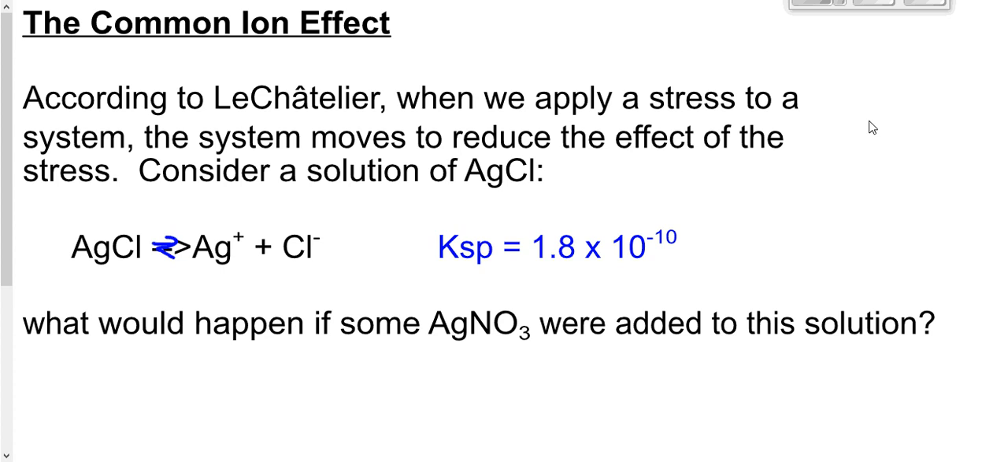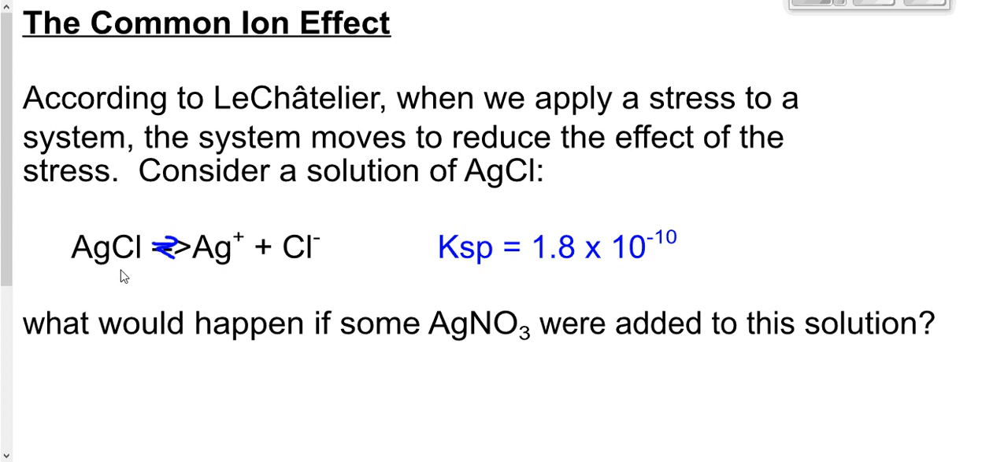So we're still going to be looking at situations of Ksp equilibria, but what happens when we apply Le Chatelier's principle? What happens when we add a common ion or a stress? Well, according to Le Chatelier, when we apply a stress to a system, the system moves to reduce the effect of that stress. Suppose I have a solution that's got silver chloride dissolved.